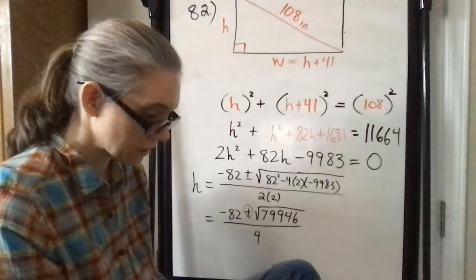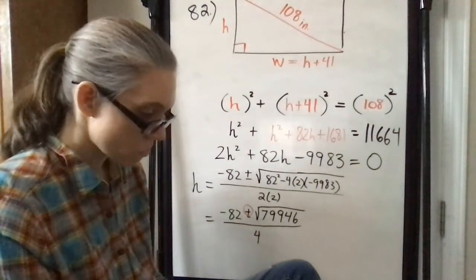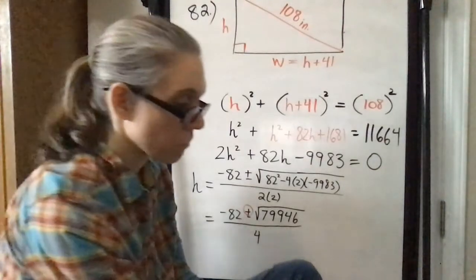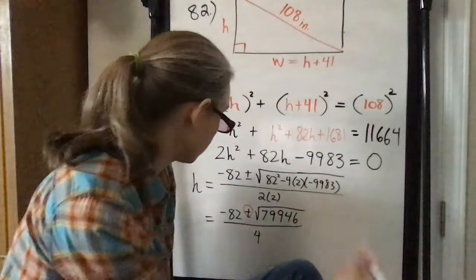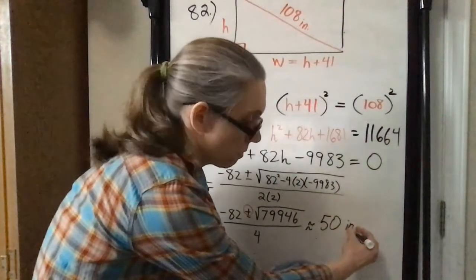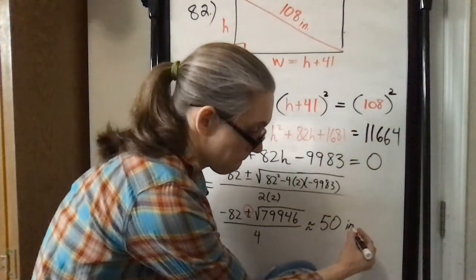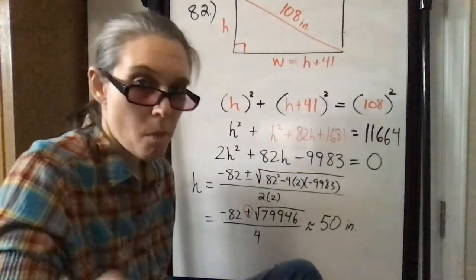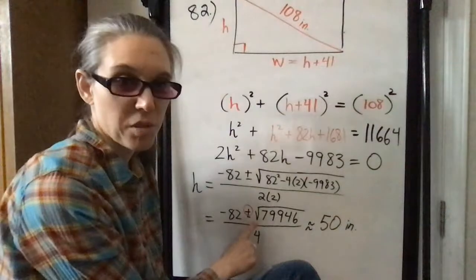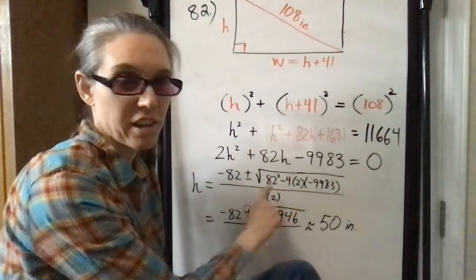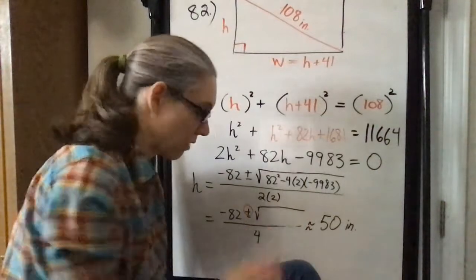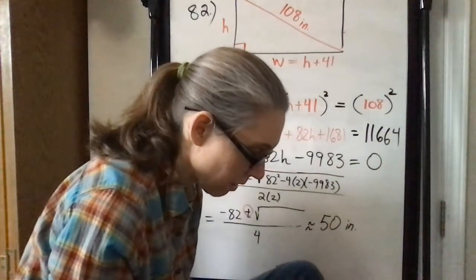So we're going to ignore the negative number and just use the positive number. Negative 82 plus the square root, and then divide by 4. And we get approximately 50 inches. I just caught a mistake. This number right here, when I typed this in the calculator, I got the wrong number. So if you were getting a different number, you can feel relieved about that. Sorry.